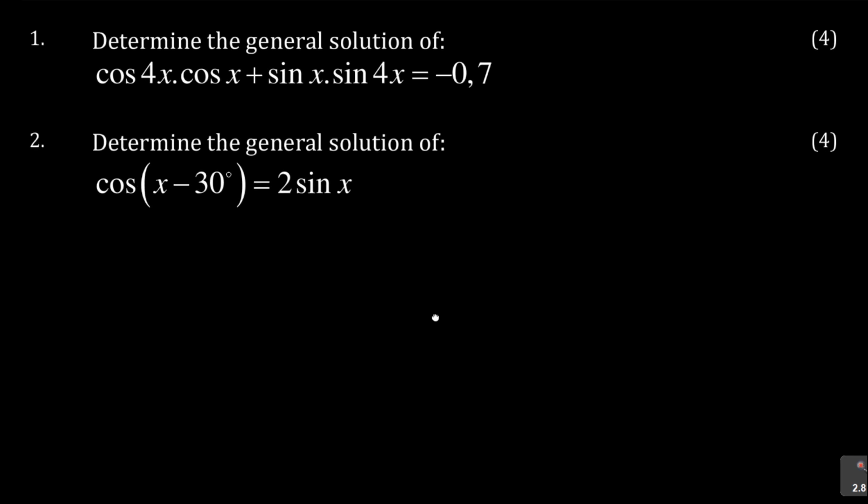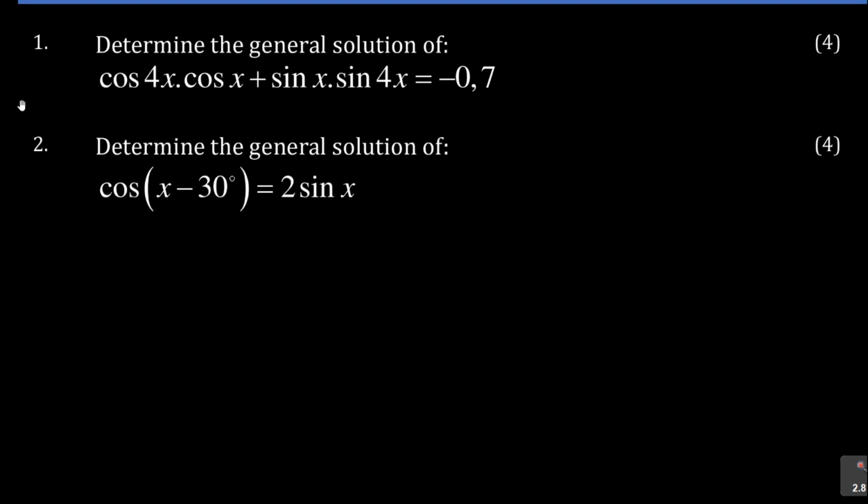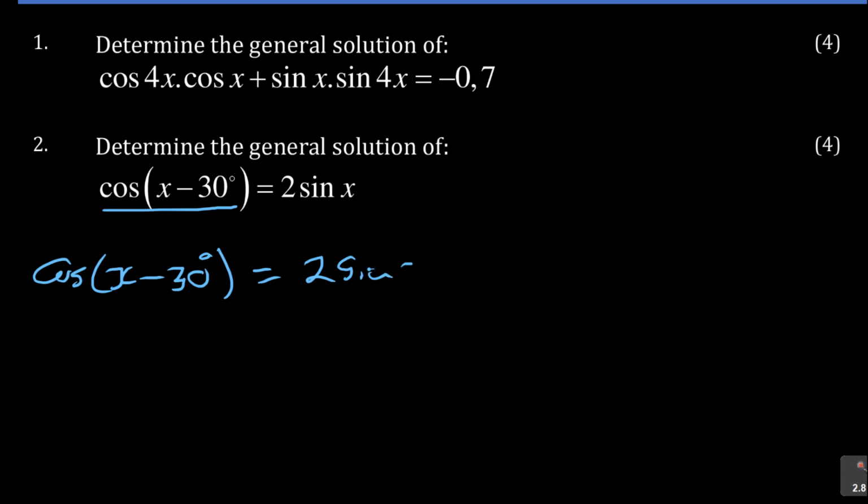Let's look at the last one. Determine the general solution. We have got this one. Question number 2: cos (x minus 30) is equal to 2 sin x. Again, they gave you something linked to double angle. So here you have to simplify. What is cos (x minus 30)? Then this is equal to 2 sin x.